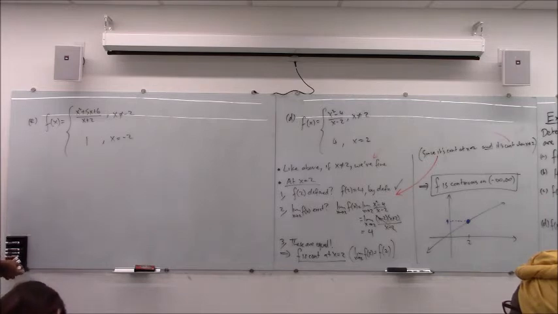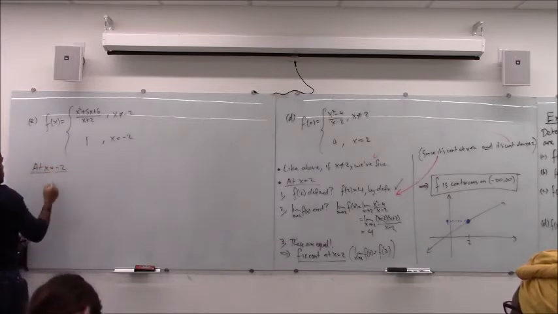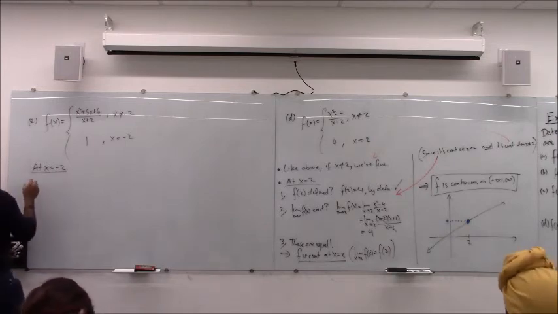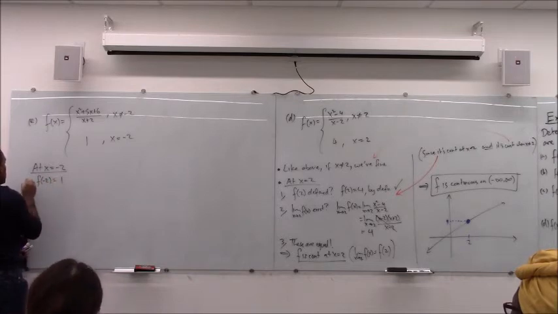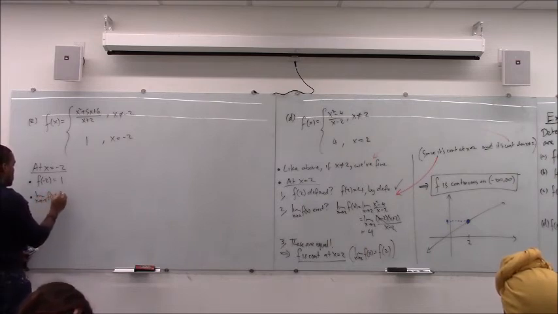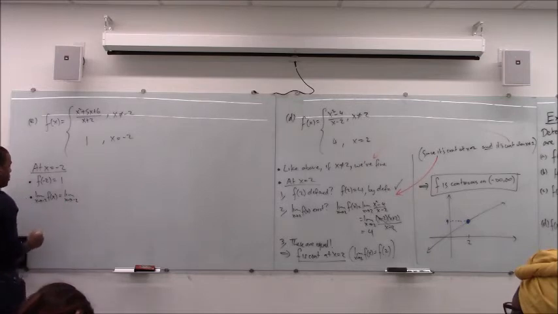Yeah? At x equals negative 2. Okay, so you want to look at x equals negative 2? So you would do f of negative 2 is 1. F of negative 2 is 1. And then you want to find the limit, as x approaches negative 2, of the function. And that's going to be what? 1. How do you know?